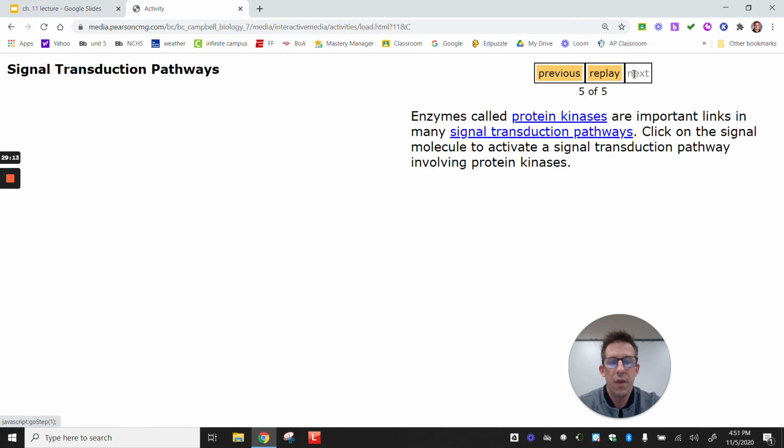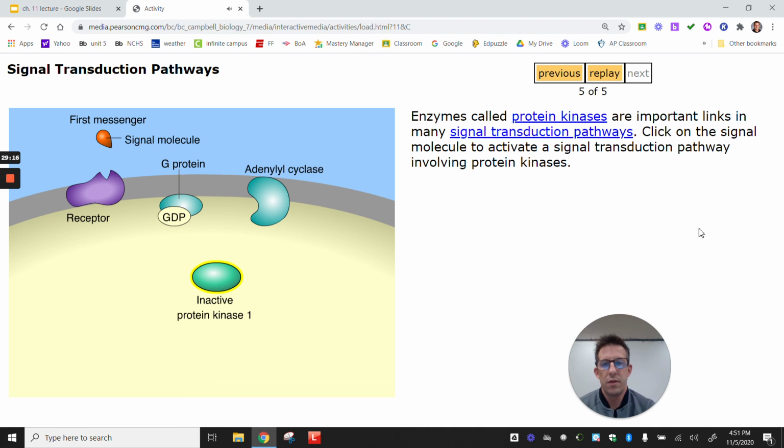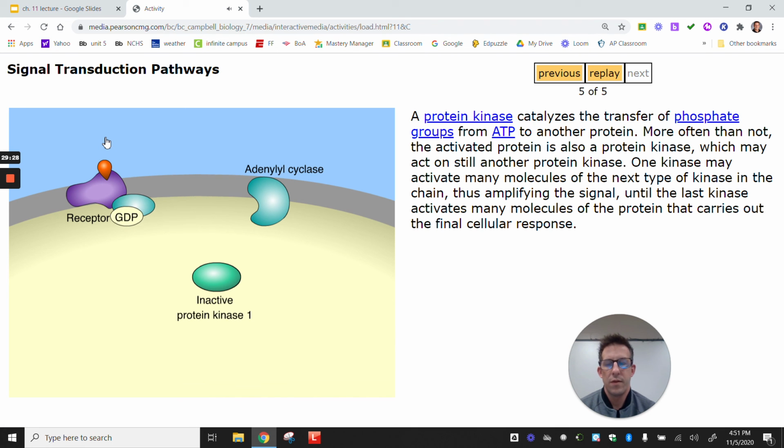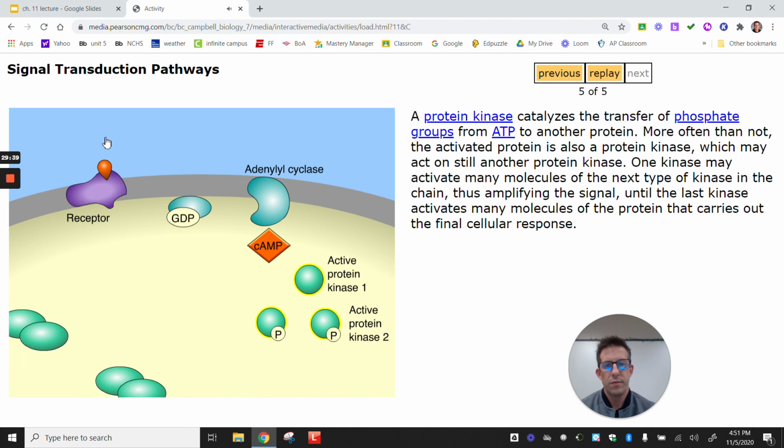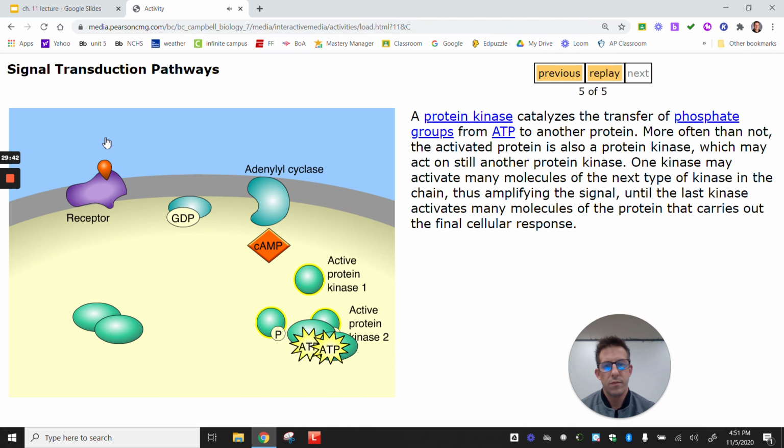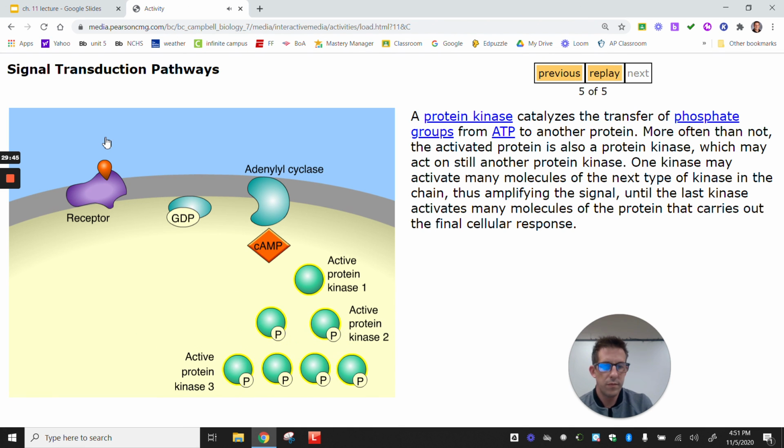Enzymes called protein kinases are important links in many signal transduction pathways. Click on the signal molecule to activate a signal transduction pathway involving protein kinase. A protein kinase catalyzes the transfer of phosphate groups from ATP to another protein. More often than not, the activated protein is also a protein kinase, which may act on still another protein kinase. One kinase may activate many molecules of the next type of kinase in the chain, thus amplifying the signal until the last kinase activates many molecules of the protein that carries out the final cellular response.